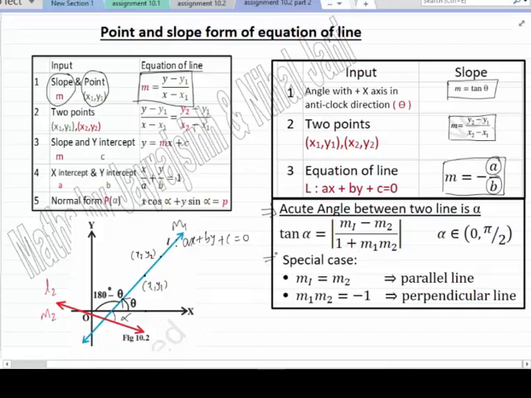The special cases obtained from this formula are: if the given line and the required line are parallel to each other, then their slopes are equal, and if they are perpendicular to each other, then the product of their slopes must be minus 1. So these are the formulas which are mostly useful to find the slope of a line, and then we will go for the slope and point form of the equation of line. So recall this formula and get ready for some examples.